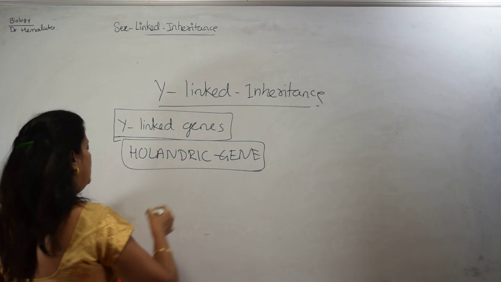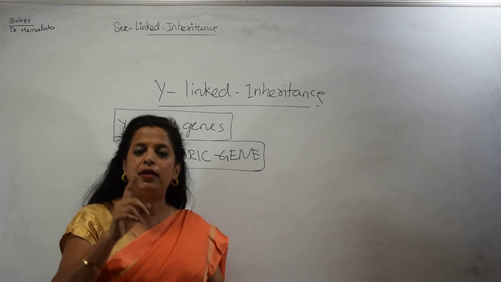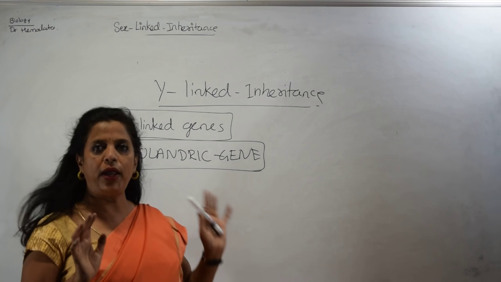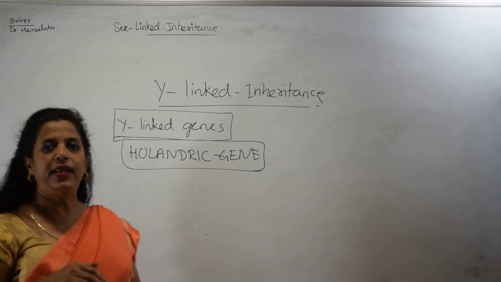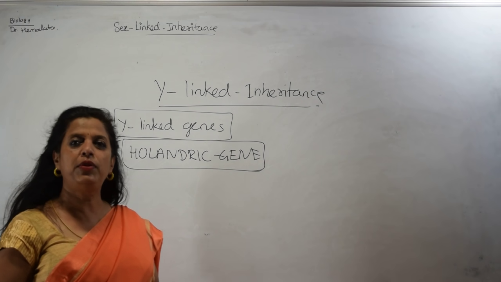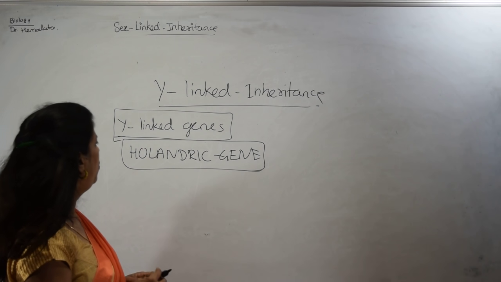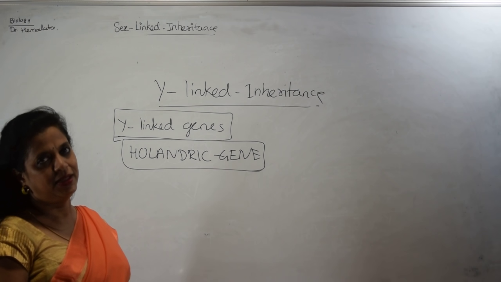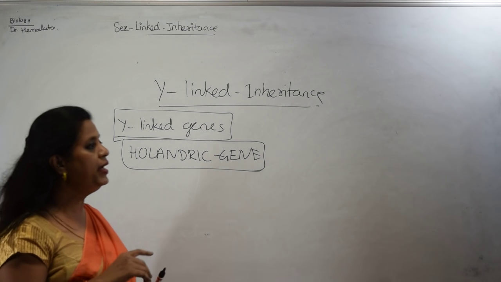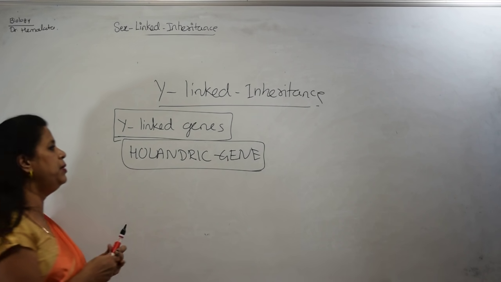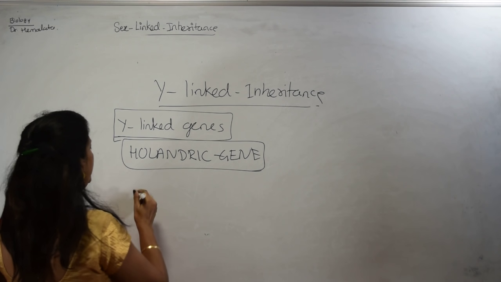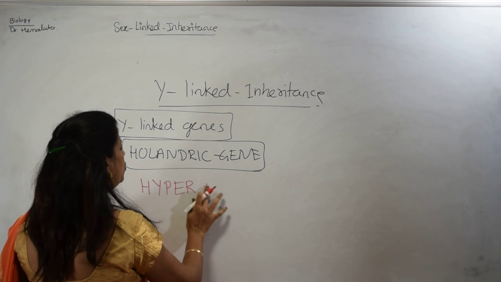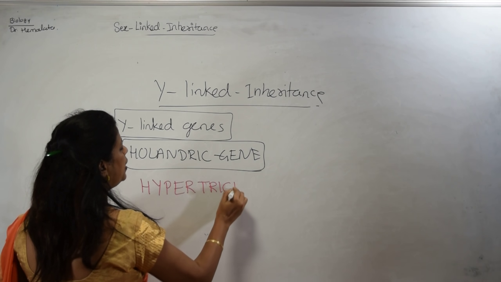What is a holandric gene? The gene that is single and inherits singly, normally linked with the Y chromosome, is called a holandric gene. Because of this we call the Y chromosome the holandric chromosome also. Now, which character is linked with the Y chromosome in humans? There is no disease here. There is one character, and you remember the name of that character: hypertrichosis. The whole thing is a single word, hypertrichosis.